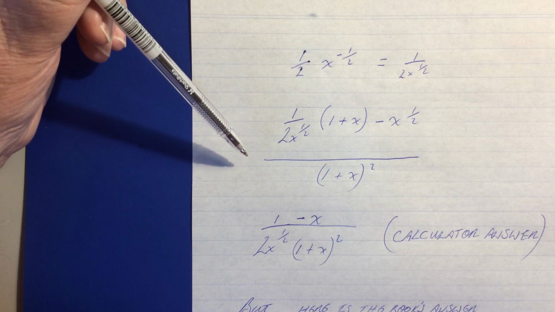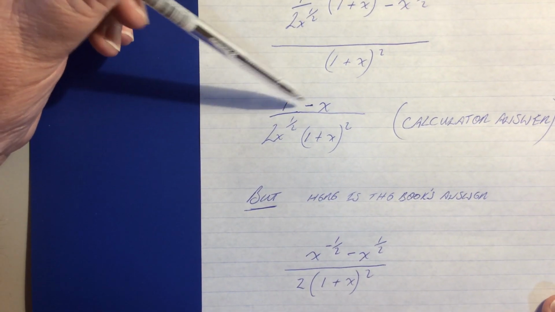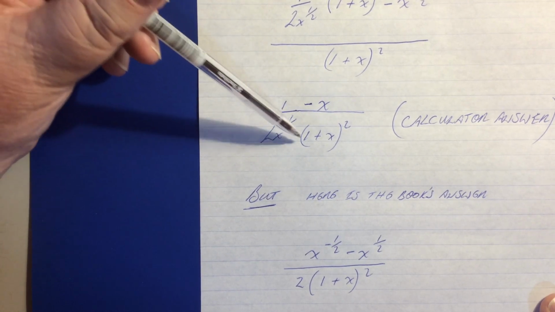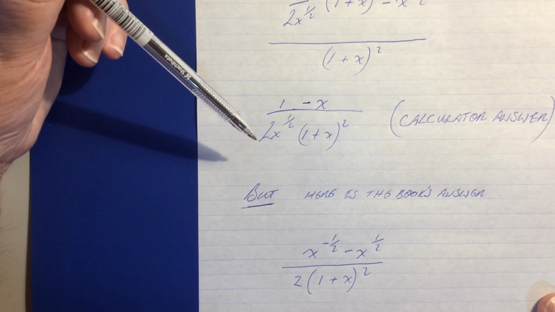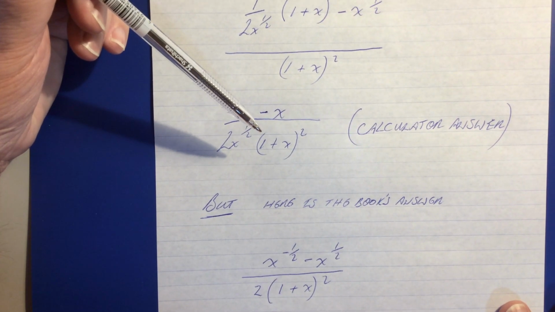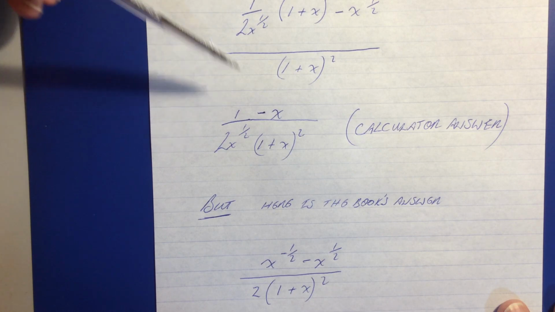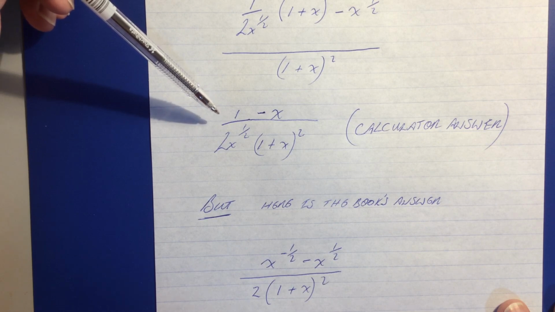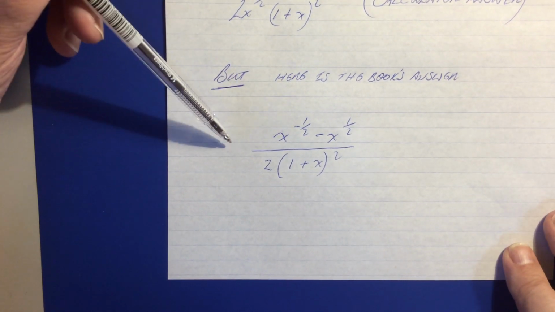Now, when we tidy this up, what we get is the following: 1 minus x over 2x to the half into 1 plus x all squared. Now, that's the calculator answer. That's it there. And that's fairly easy to get to. It's just a matter of working steadily through this. So, how do we get to the book answer, which is this?